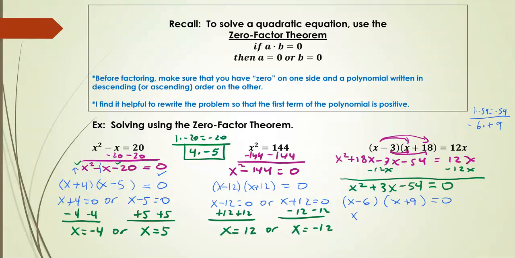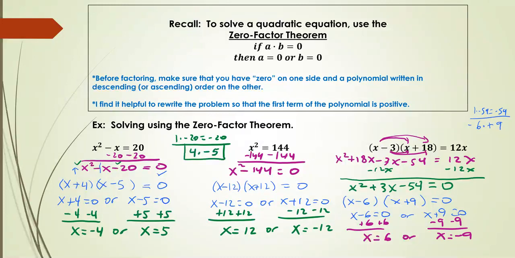Now I can create smaller equations for solving. X minus 6 is 0, or x plus 9 is 0. And then I can isolate x, in this case, by adding 6 to both sides. So that'll give me x equals 6. Or in this case, subtract 9 off both sides to get x equals negative 9.